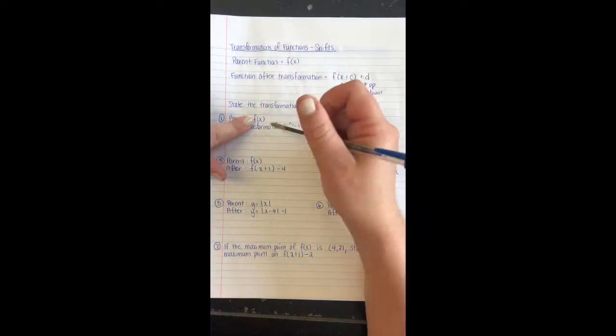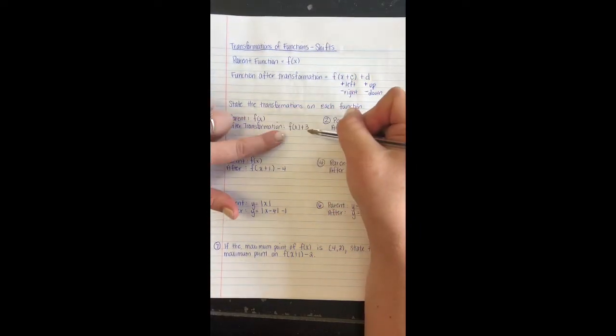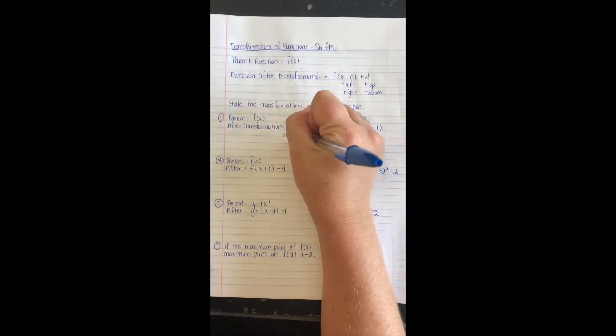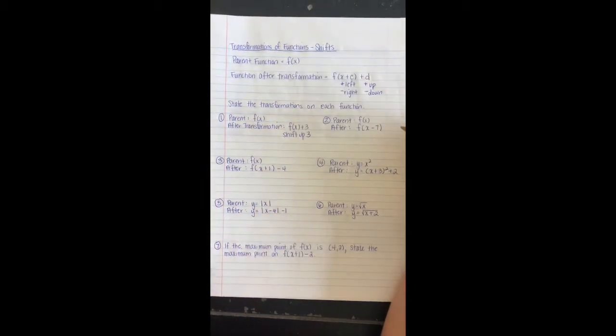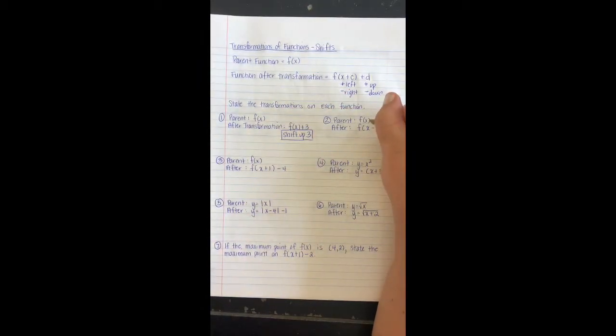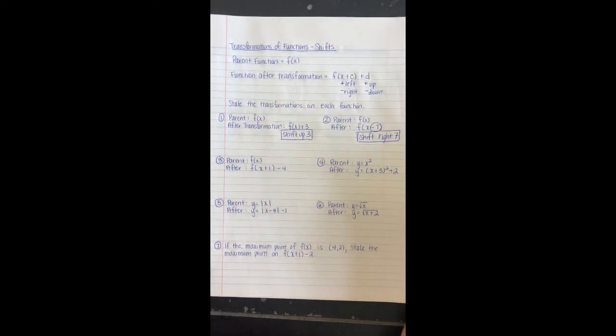So if you start with a parent function of f of x and it changes to f of x plus 3, this means you're going to be shifting up 3 units because of that plus 3 at the end. If you see that it starts as f of x and becomes f of x minus 7, where that minus 7 is inside the parentheses, this means it's going to be shifting to the right 7 units. Okay, so be careful with that because again, I know you think minus means go to the left, but in parentheses, minus actually means go to the right.